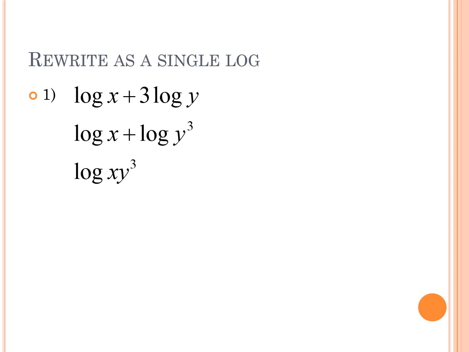And the next step, we have two logs that we're adding that have the same base, so we can combine that to one log, and it's log of xy to the third power. That's something where you might have flip-flopped those two steps, and you might have combined the two logs and then brought up the 3, but it should get you the same final answer either way you approached it.